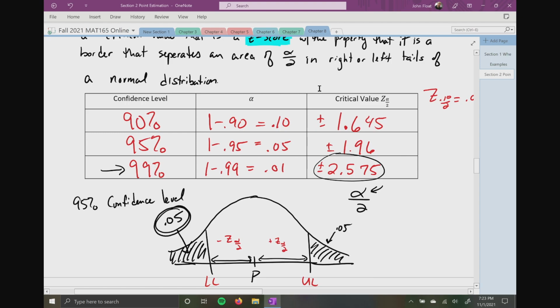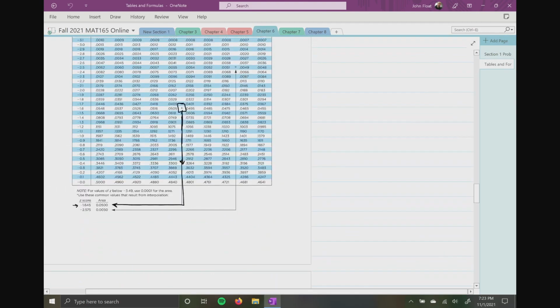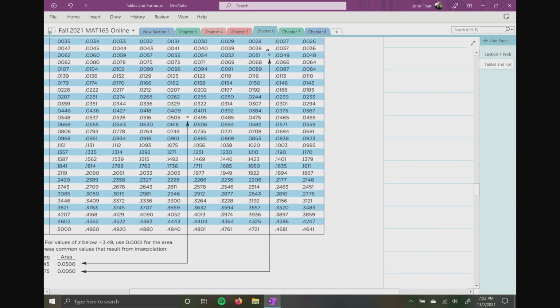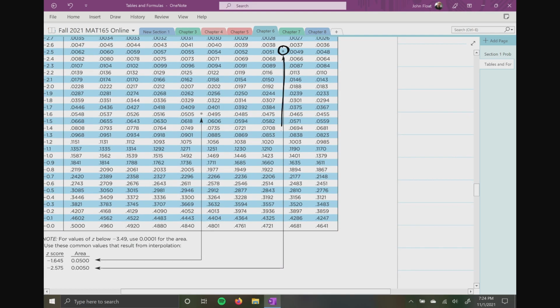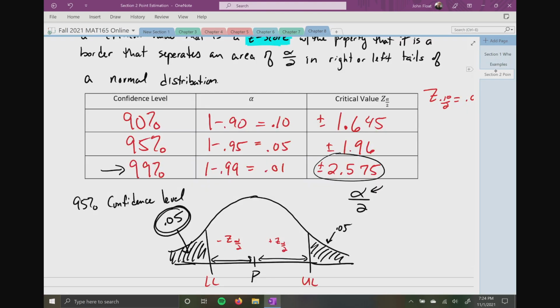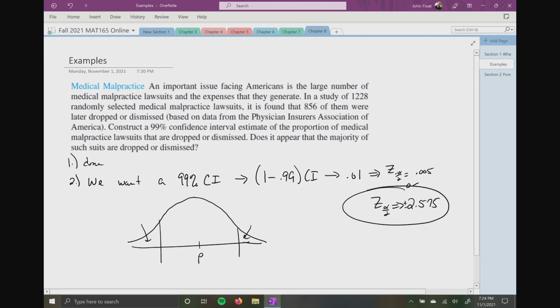So if you needed to, that 0.005 number I was talking about, if you go into the body of the table and look at this asterisk right there, that's 0.005. And if you follow this all the way down and to the left, here's where it is, 0.005. And notice the z-score is negative 2.575. Once you do this enough, you'll start to memorize all this stuff. So our critical value is going to be positive or negative 2.575.